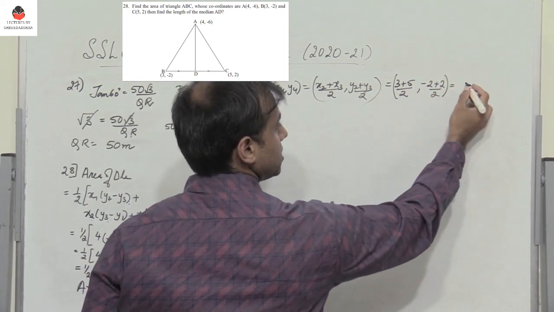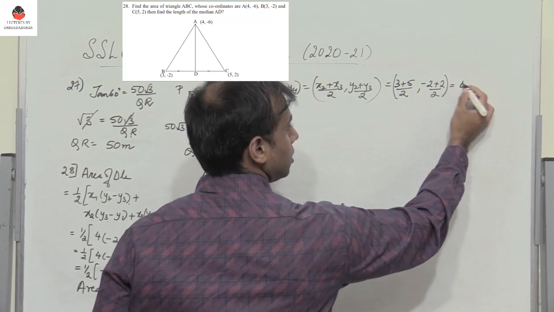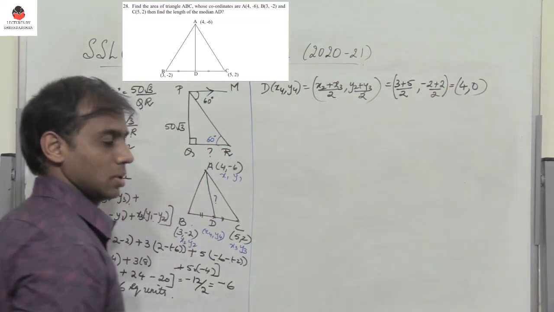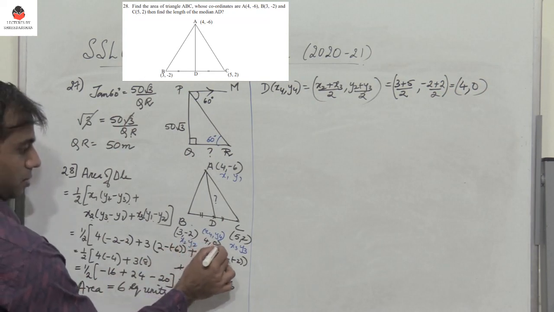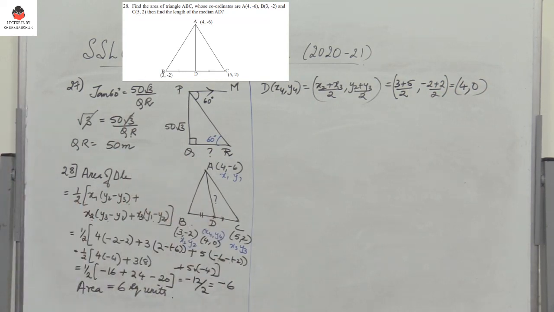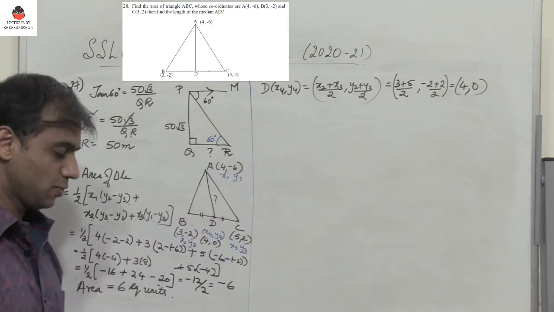So 3 plus 5 is 8, 8 by 2 is 4, this is 0. Alright, so this is (4, 0). Now I need to find the length AD. How do I find the length AD? I find the length AD by using the distance formula.